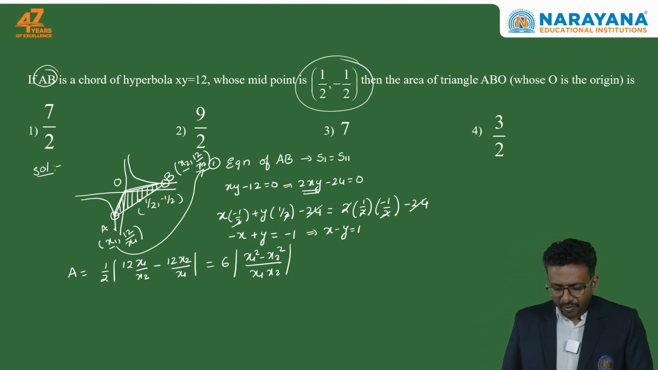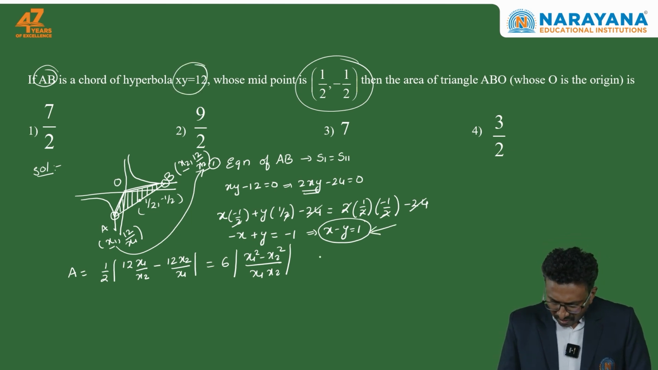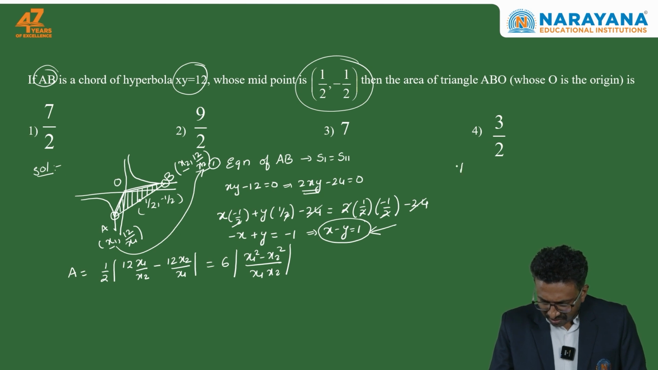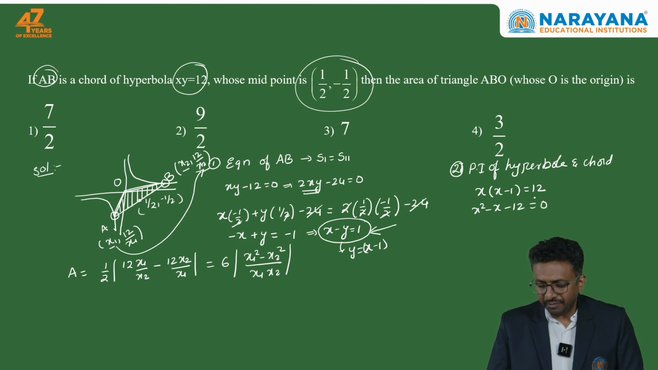To get the x coordinates of the points of intersection, let us create the simultaneous equation of the chord and the hyperbola. So that's the second step: point of intersection of hyperbola and chord. x into, in the place of y, from the line y is equal to x minus 1, right? So x into (x minus 1) is equal to 12. So you get x squared minus x minus 12 is equal to 0.